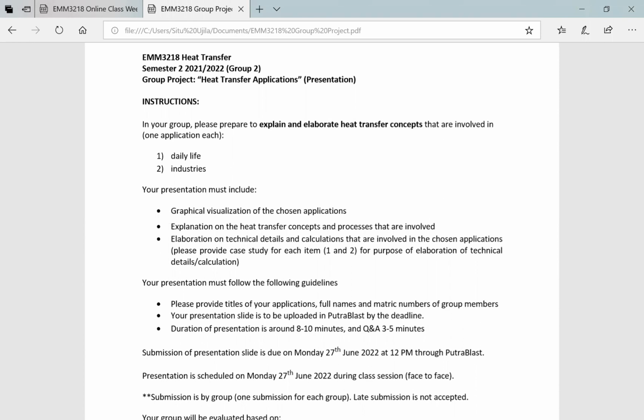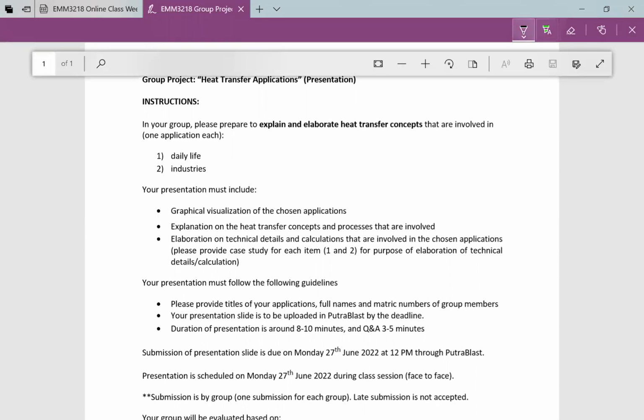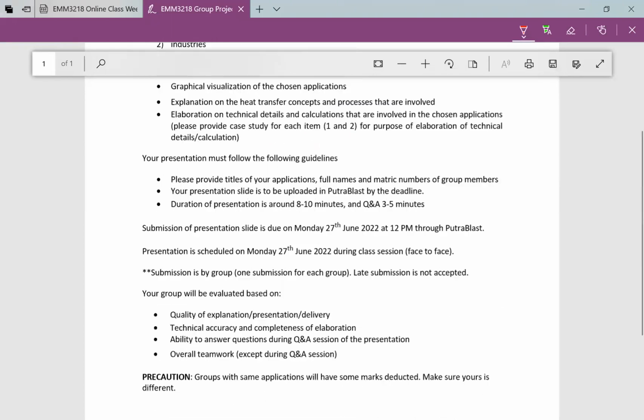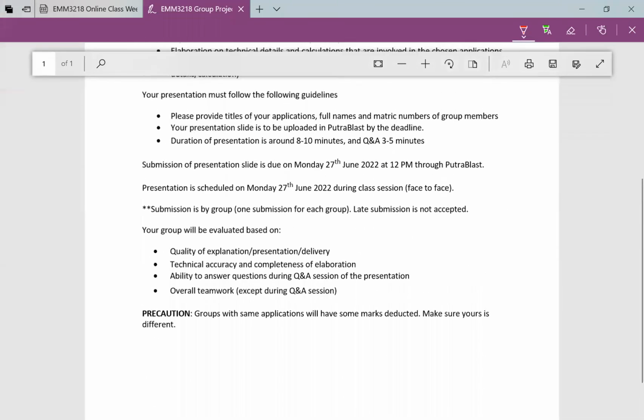Okay, so the purpose of this presentation is to see whether or not you are able to explain and elaborate the heat transfer concepts which you have learned. So it's more in terms of the ability to explain, and that explanation comes from your own understanding. That's the most important part. And that includes your ability to answer questions from me using your own understanding, in your own words. That is part of the evaluation as mentioned towards the end of the instruction.